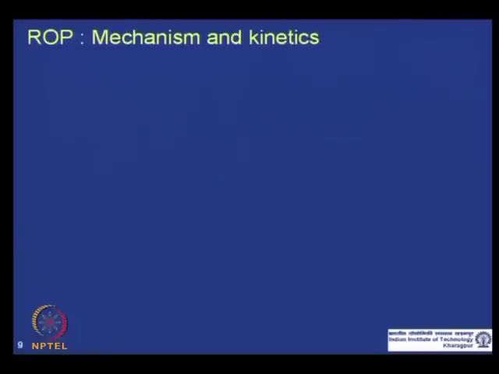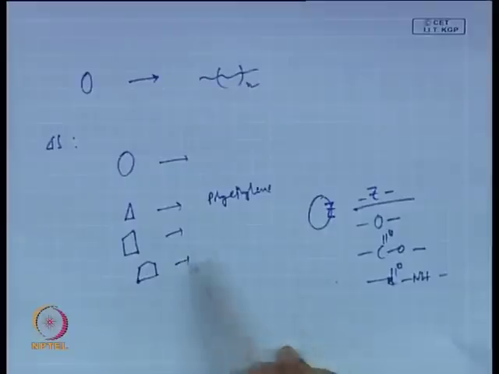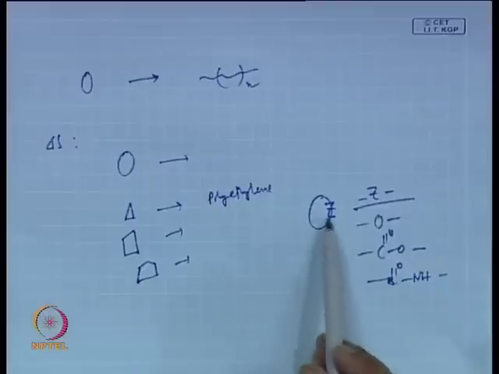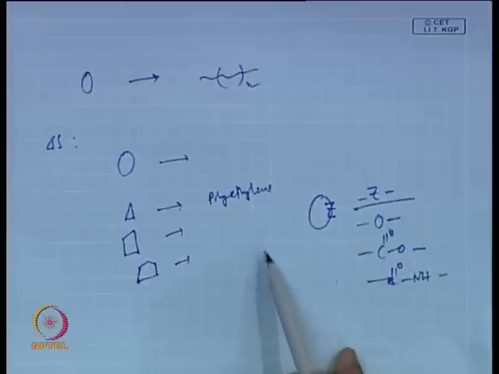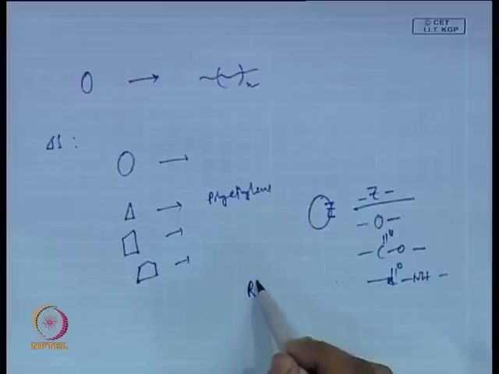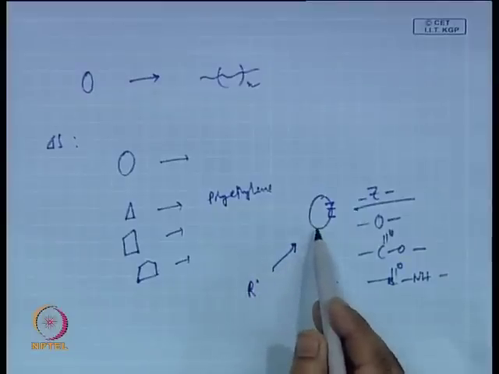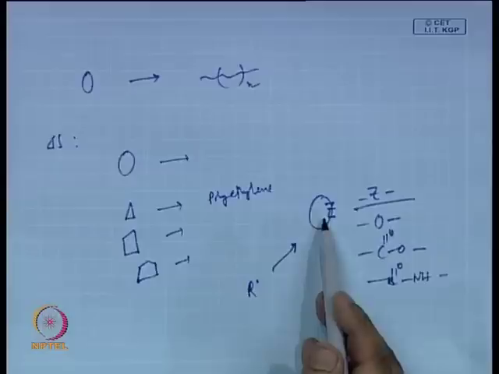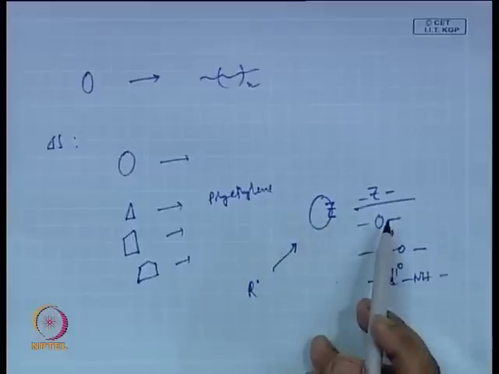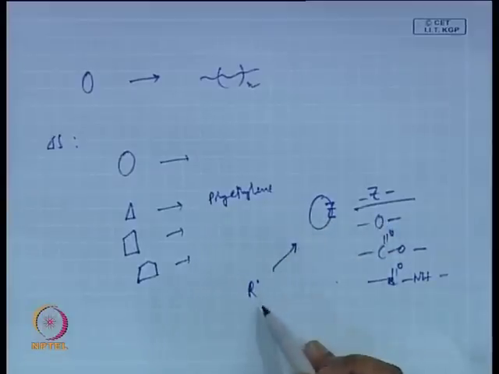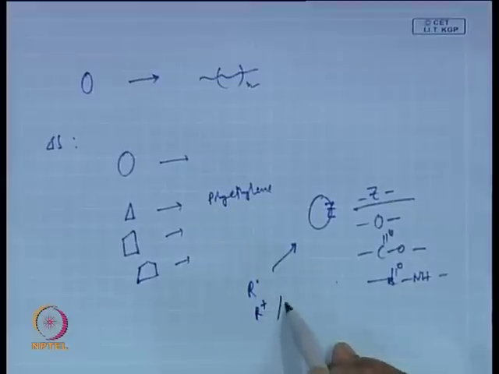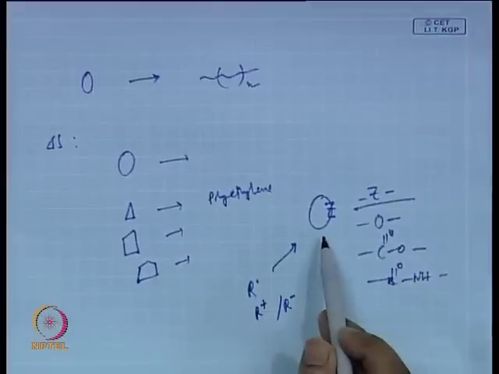Now, as we discussed, if you have a cyclic ring here, then you need to first ring open the ring and then start the propagation reaction. Now, if you have a radical initiator, it is unlikely that it will react with this and ring open; that is not very feasible. So, you need either a cation or an anion to initiate a ring opening polymerization.